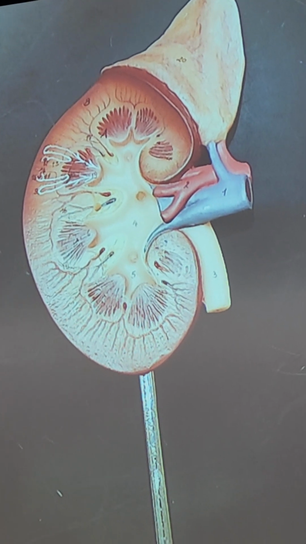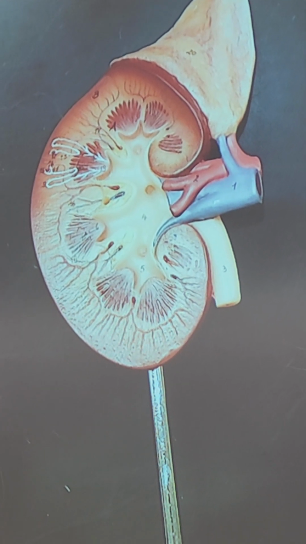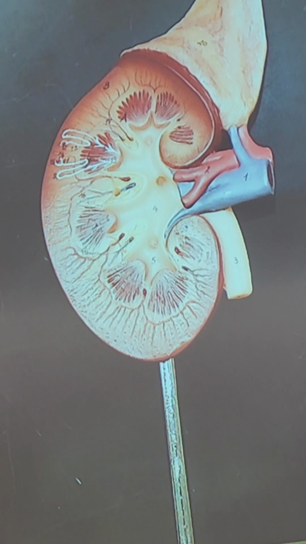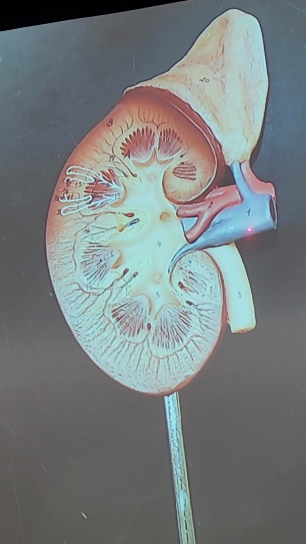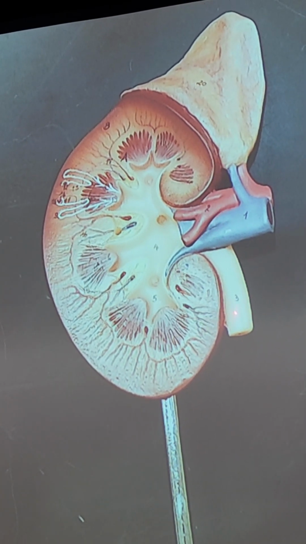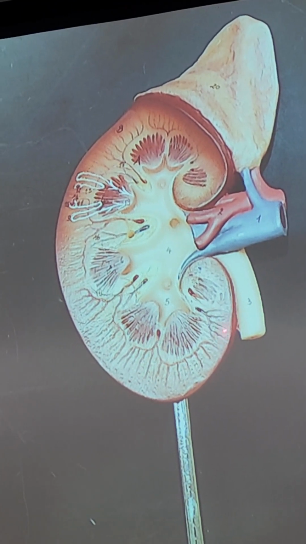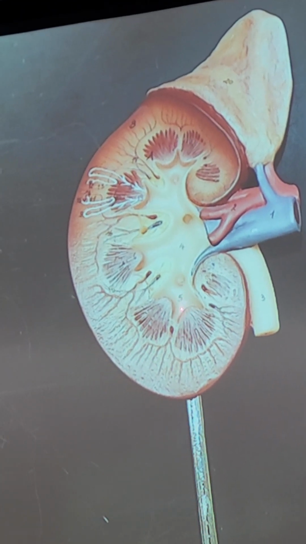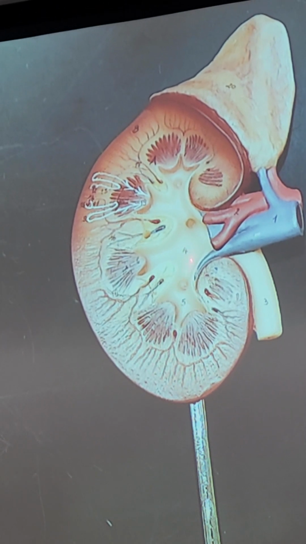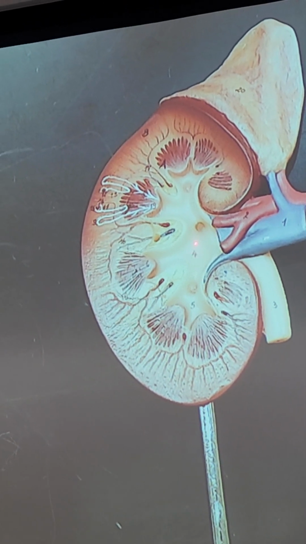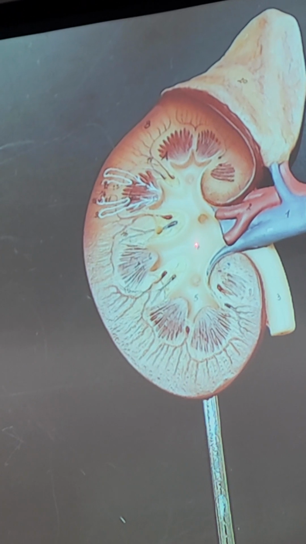And then number 3 is the ureter. That's ureter, yes. Number 1 is renal vein, number 2 is renal artery, number 3 is the ureter. Number 5 is major calyx. Is that a number? That's a 4. Another 4, that's renal pelvis.